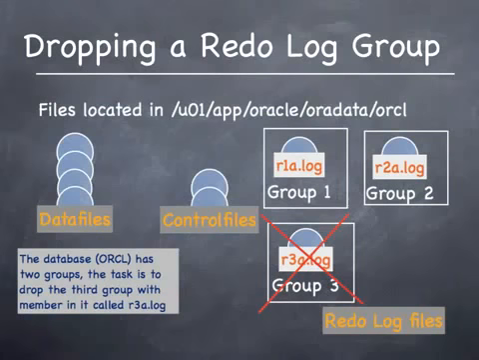On this slide, there are three groups: Group 1, Group 2, and Group 3. Each group has a single member. The task to perform is to drop Group 3. Group 3 can be dropped only if it is in an inactive state.